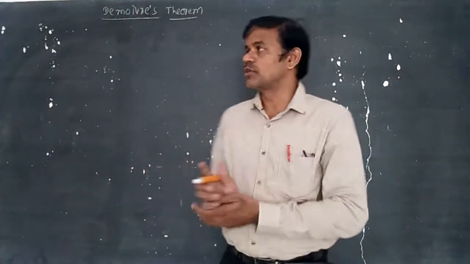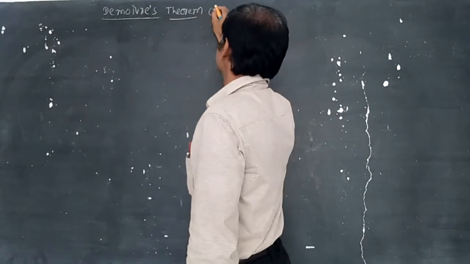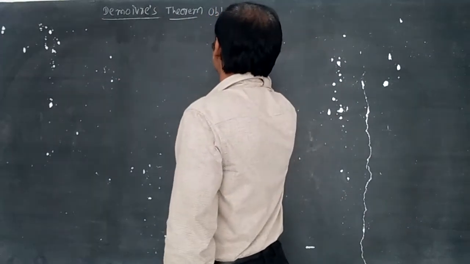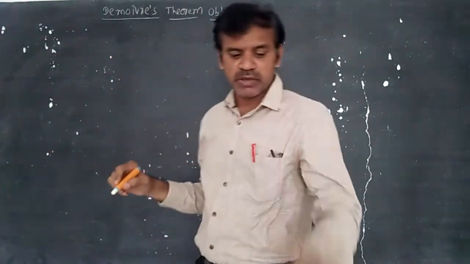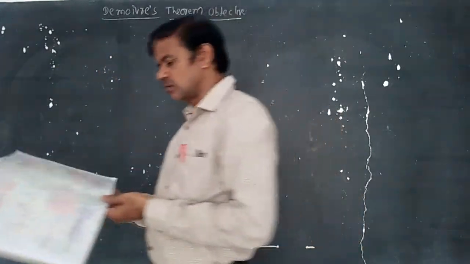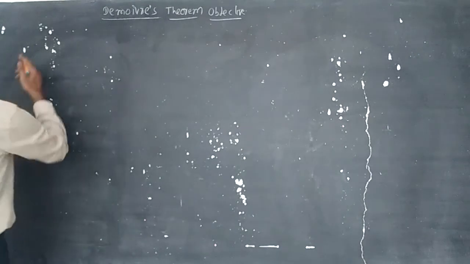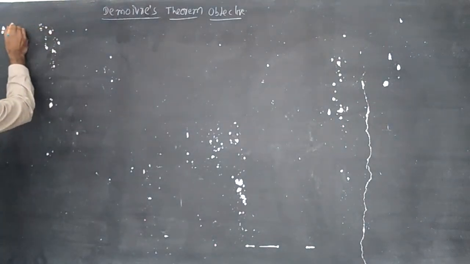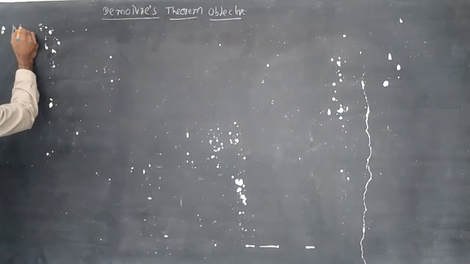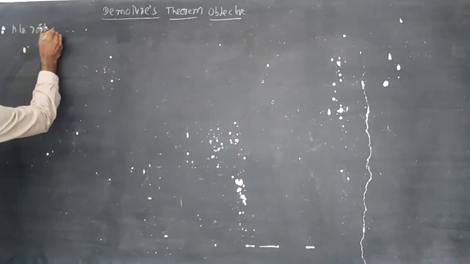Dear students, we are discussing De Moivre's theorem, objective concept synopsis. Yesterday we discussed some examples regarding De Moivre's theorem, its proof, concepts, everything. Let us now discuss the nth roots of unity.